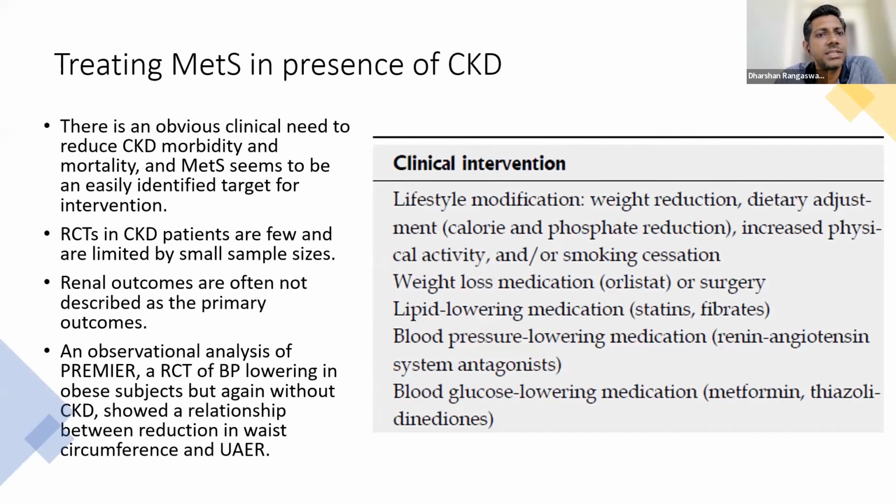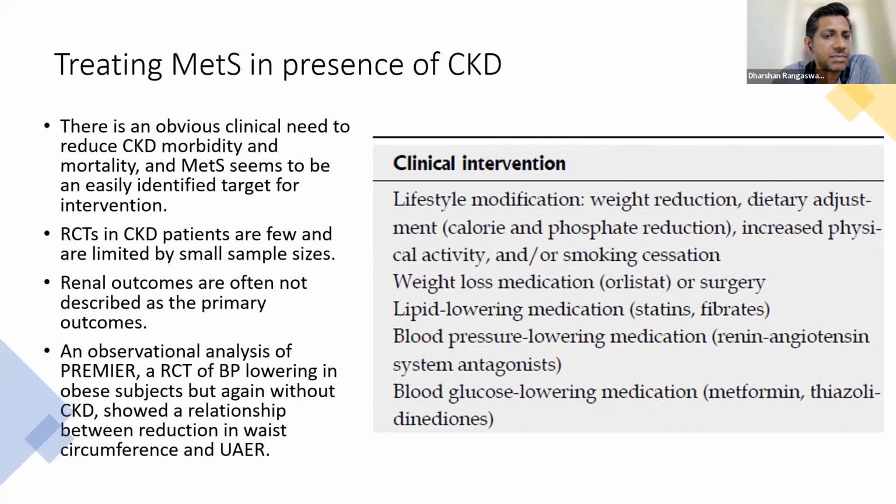To start with, there is an obvious clinical need to reduce CKD morbidity and mortality, and metabolic syndrome seems to be an easily identified target. One of the probably modifiable factors to reduce chronic kidney disease mortality is metabolic syndrome. So we need to target metabolic syndrome. There have been few and far between RCTs, and even if there are RCTs, they are limited by sample sizes. Renal outcomes are often not part of the primary outcomes in these RCTs.